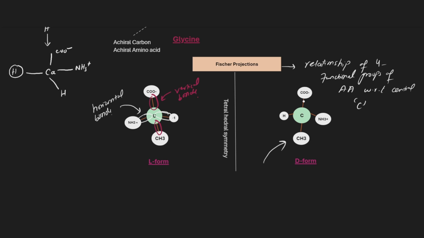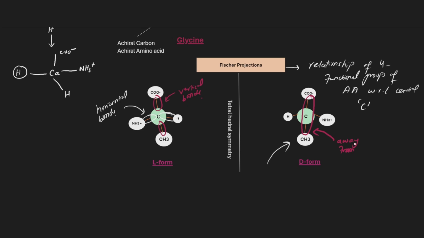It seems that these two vertical bonds are coming out of the plane but away from you. You can have a better understanding of this structure when you look at the structure of these amino acids in Lehninger and Lippincott, where they have drawn this tetrahedral symmetry to explain the Fischer projections. I have drawn it by myself, but you can have a better understanding of these two bonds and the symmetry when you look at these structures in the book.